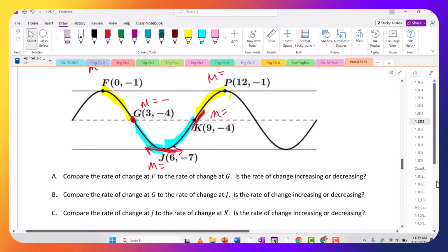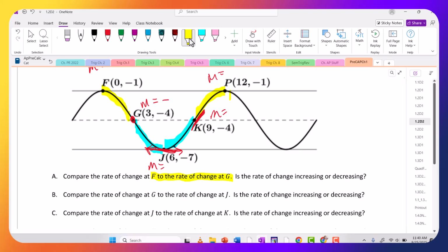The first part is this yellow part. What's happening from F to G? So comparing the rates of change. What is the rate of change doing? Is it increasing or decreasing? Not what is F doing. F is the Y's. What are the Y's doing? Well, these Y's, what are they doing? Increasing or decreasing? They're decreasing. But what are the rates of change doing?